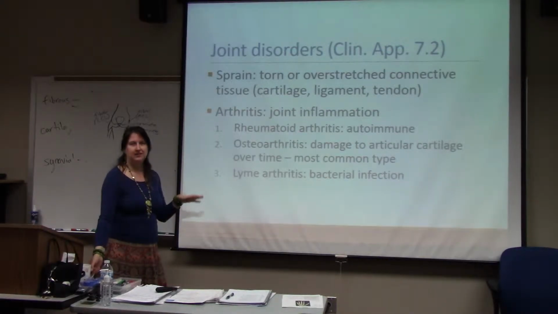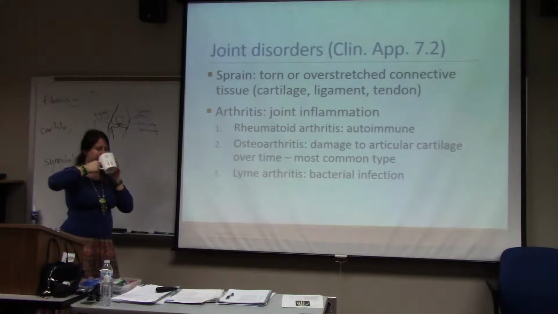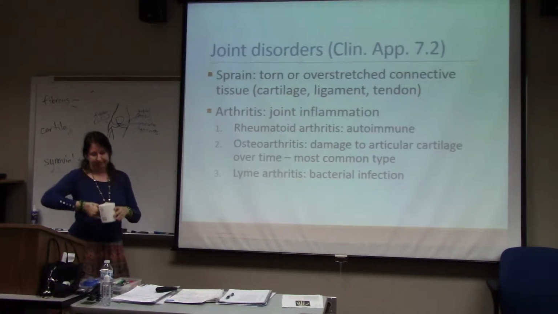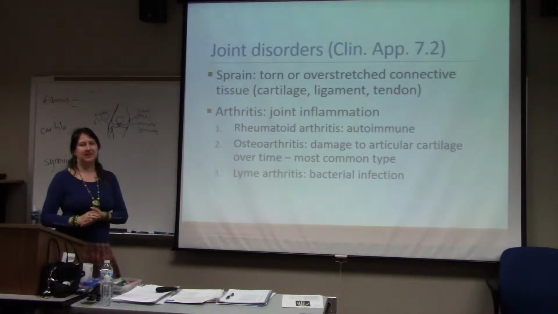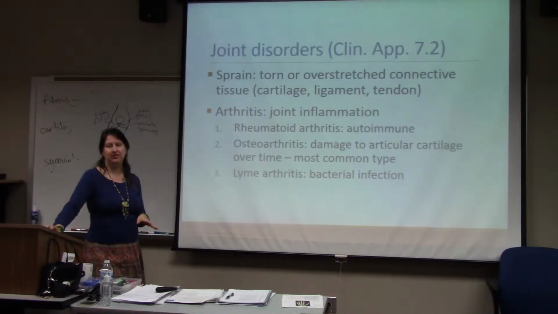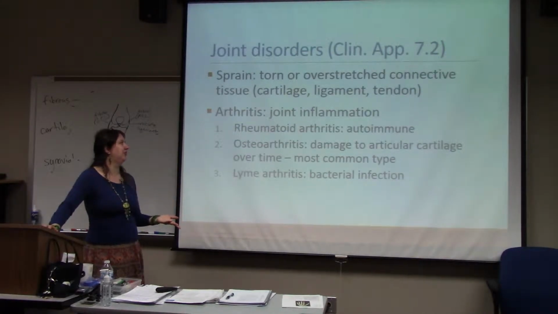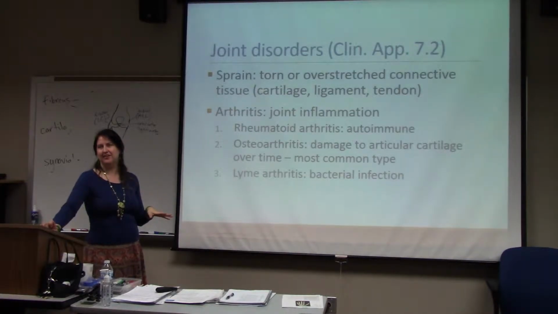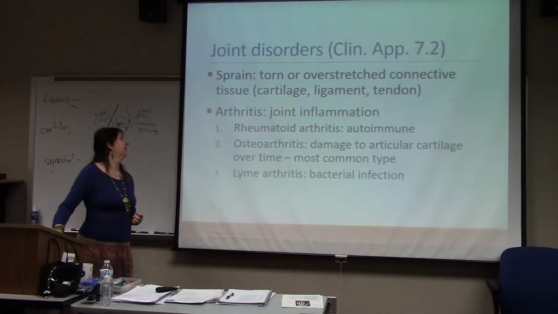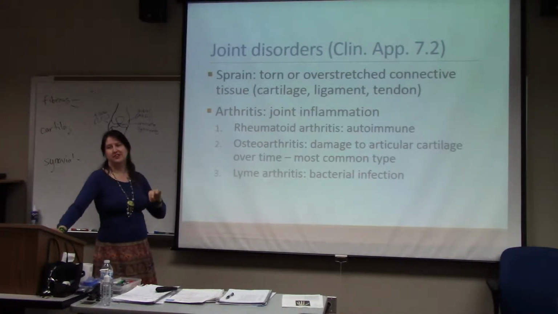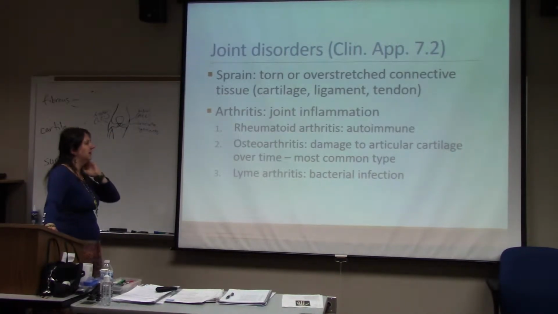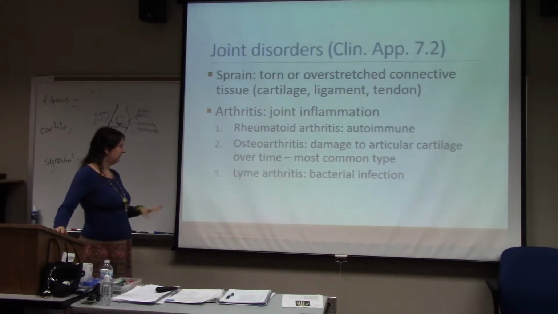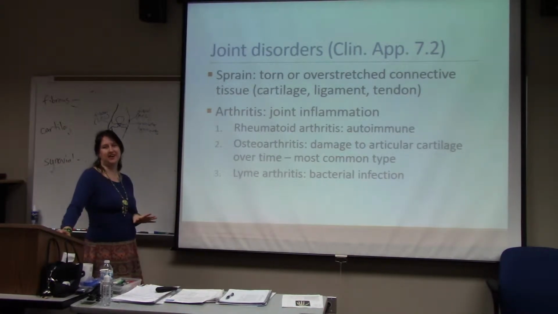So our last thing is the clinical application on joint disorders. A sprain is any kind of damage to the connective tissue in a joint, either torn or overstretched. This can affect the cartilage, but is often ligaments or tendons. Arthritis just means joint inflammation. Itis is inflammation. You'll see that used for a lot of different things.